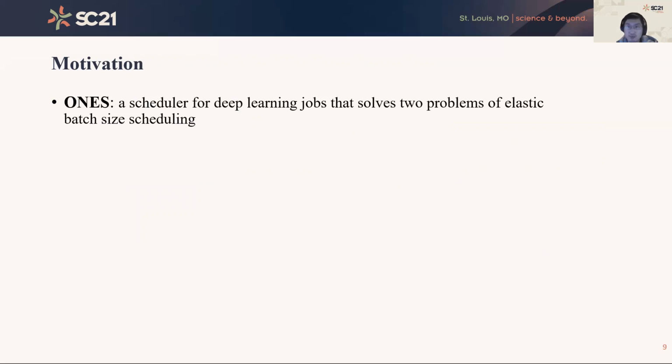Based on the idea we proposed, we design a scheduler for deep learning jobs that solves two problems of elastic batch size scheduling.